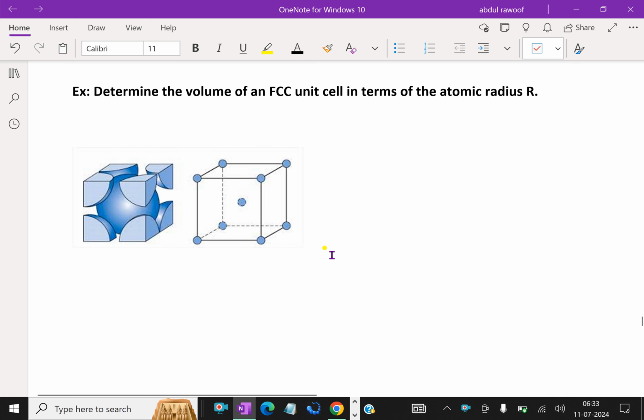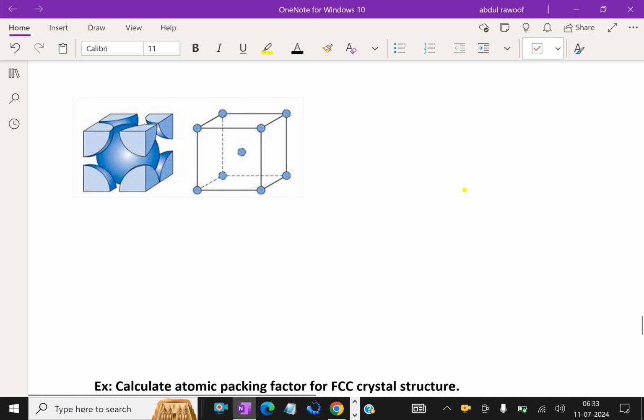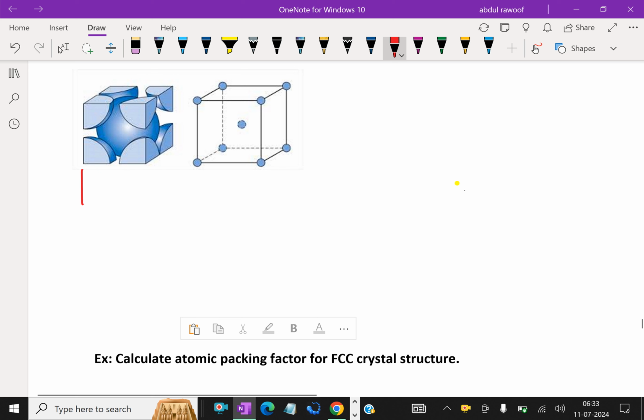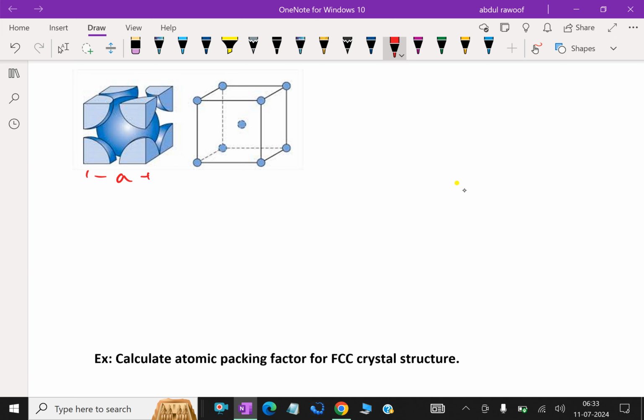Look at this example. Determine the volume of FCC unit cell in terms of the atomic radius R. Here, one unit cell of FCC is given. This is the side of the cube, which is a. Here also a is the side length.